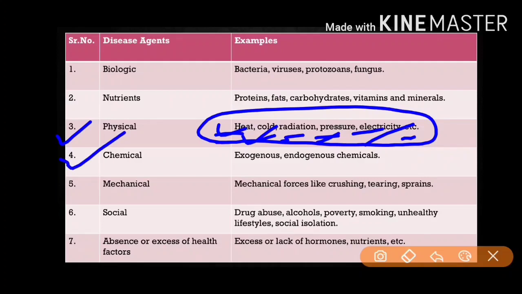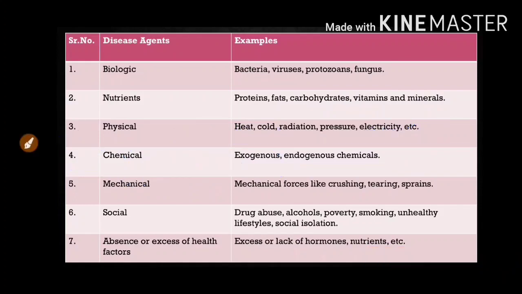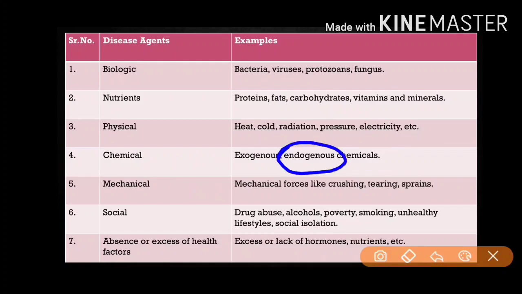Next is the chemical. Chemical agents may be exogenous. Exo means outside. So exogenous includes outside chemicals such as fumes, that means gases, smokes, metals and dusts. All those kinds come under exogenous chemicals. Now let us see the endogenous chemicals. Endogenous chemicals are produced in the body.